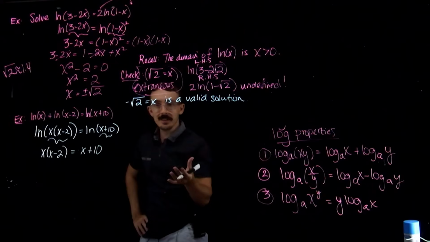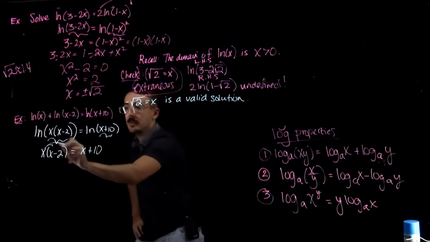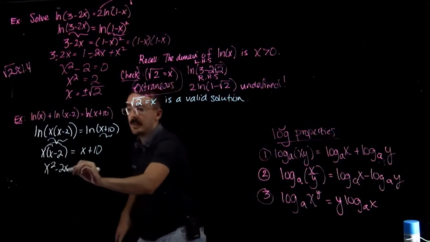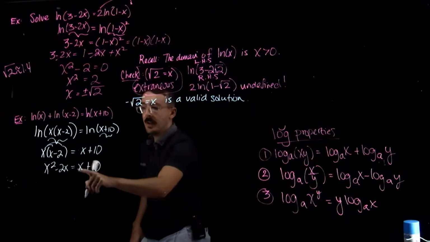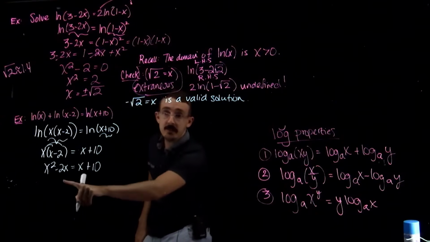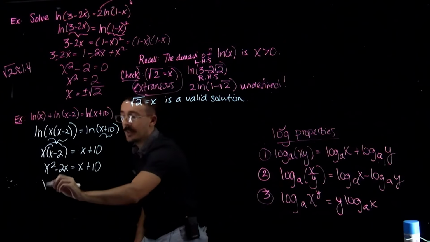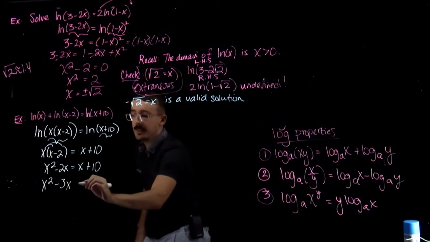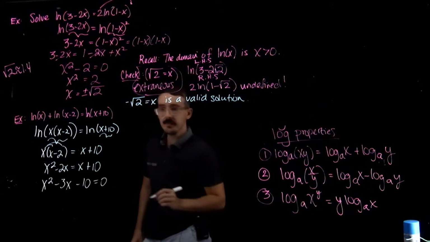Okay, and we have another quadratic to solve. So what I'm going to do here is distribute. I get x squared minus 2x equals x plus 10. I'm going to set it equal to 0 by moving these both to the left side. So I'll get x squared minus 3x minus 10 is 0.